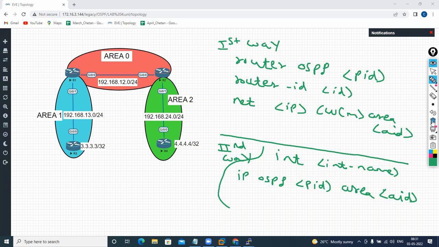No, you need to go under the OSPF, then only change. You can't change the router ID under the interface. You just enable OSPF.